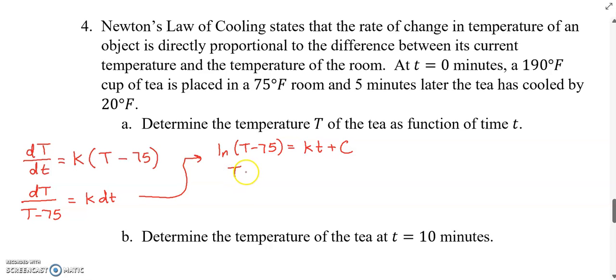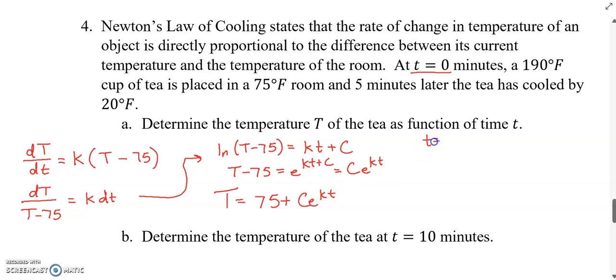We exponentiate, we get T minus 75 equals e to the kt plus C, which, as we've seen several times now, is the same thing as some other C times e raised to the kt. And then we can solve for big T by adding 75 to both sides. So T equals 75 plus C e to the kt. All right, so we have two different initial values that we can use to solve for C and k. Always start with t equals 0. We love t equals 0 because that makes things so much nicer.